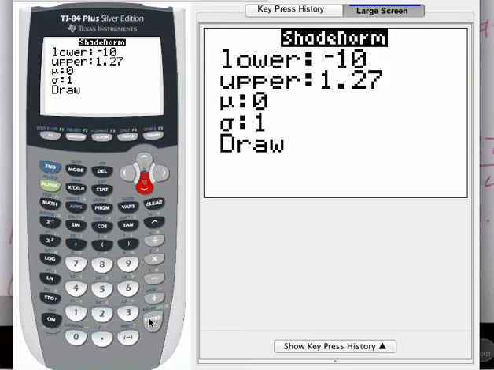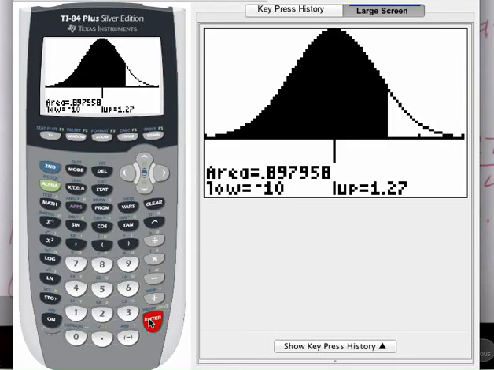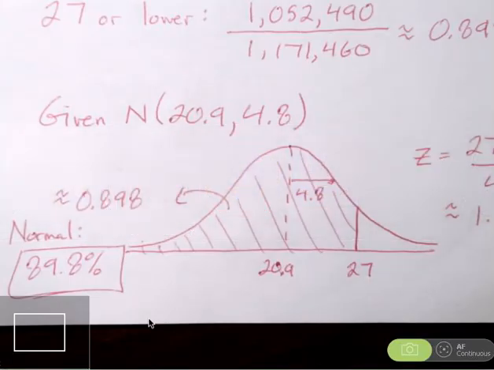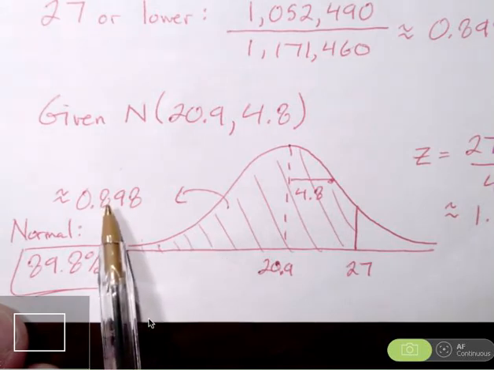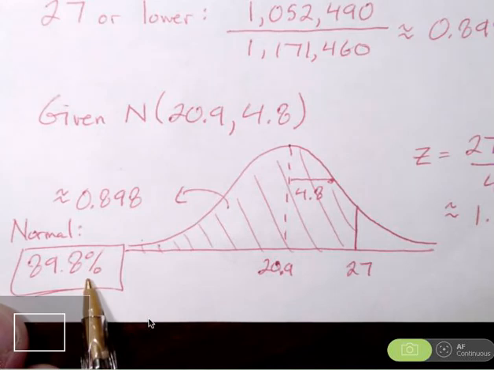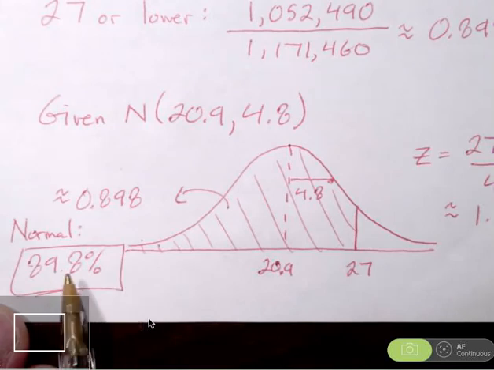I will go straight to draw. I should have already set the correct window. I did. So very good. This screen on the calculator gives me an area of 0.898. And again, that picture corresponds to the picture that I drew. So the area under the normal density function is 0.898, and that represents 89.8% of observations. So a 27 or below, that area is representing this percentage. 89.8% of students would have scored at a 27 or below.